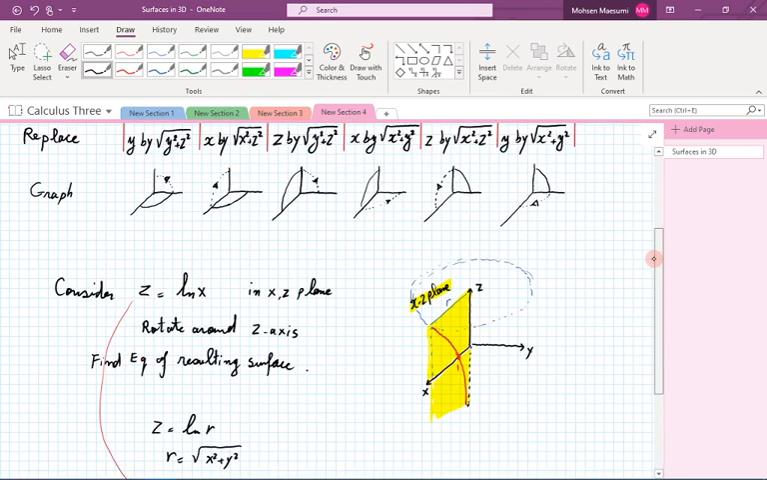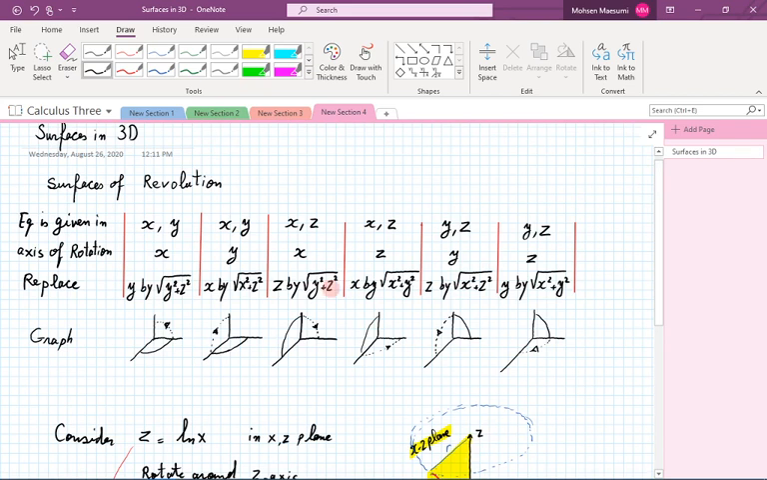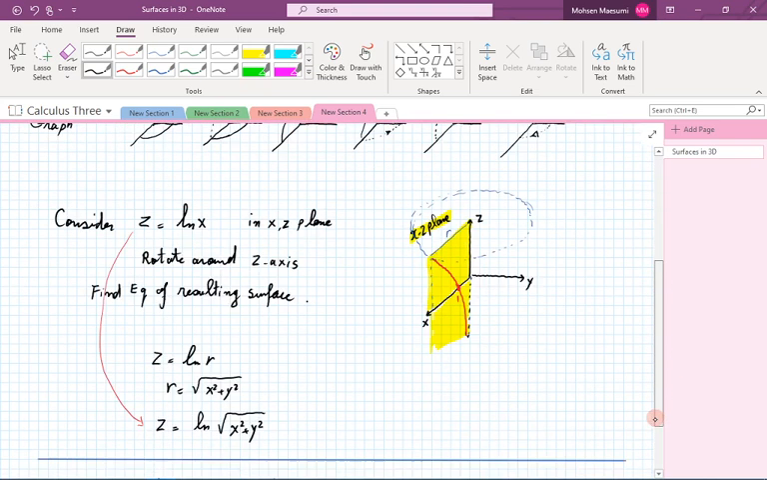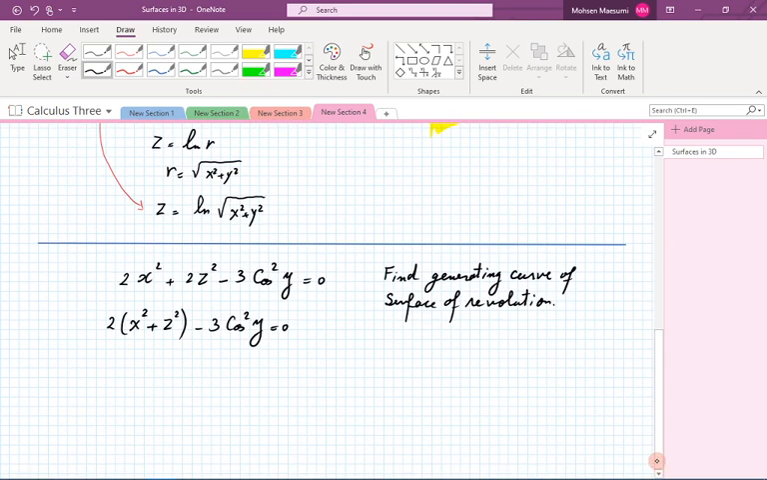When these two show up, the third variable is going to be the axis of revolution. So we can always say right away that the presence of these two means the axis of rotation is the y-axis. The variable that's not here is the axis of rotation.